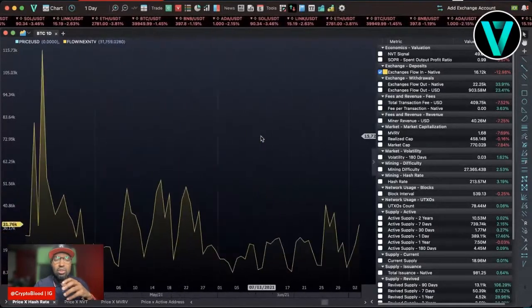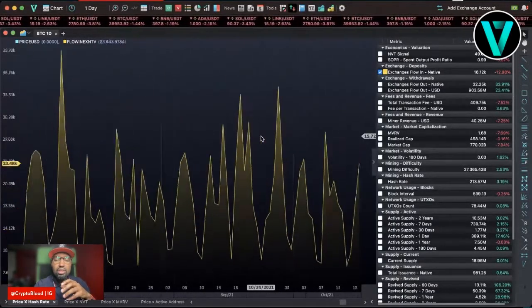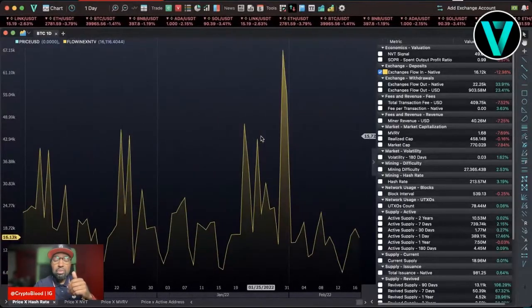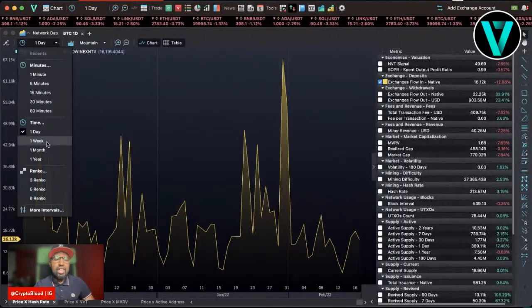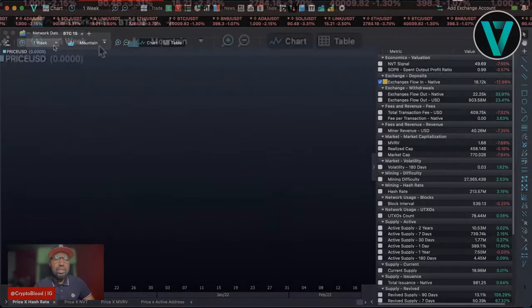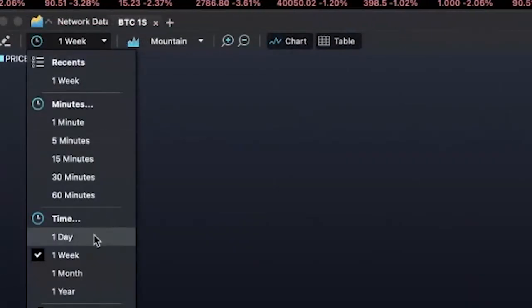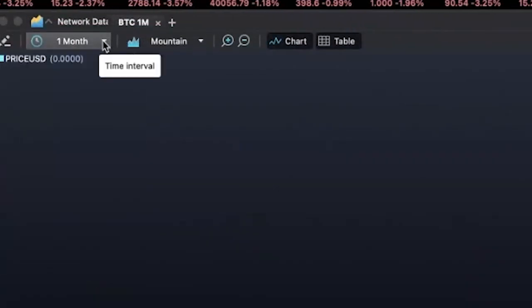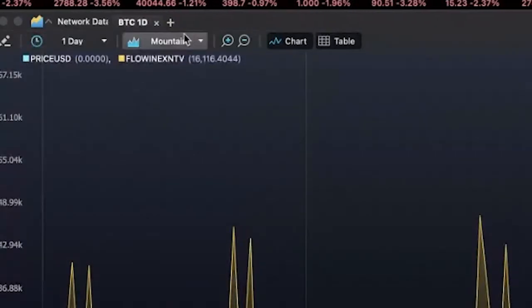You don't see this on TradingView. You can only get this, so far that I've seen, on platforms like Vector. You can even change it from daily to weekly, and all types of filters you can do here for this type of metric. So very detailed platform here.